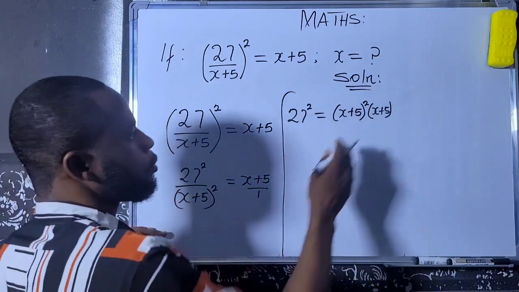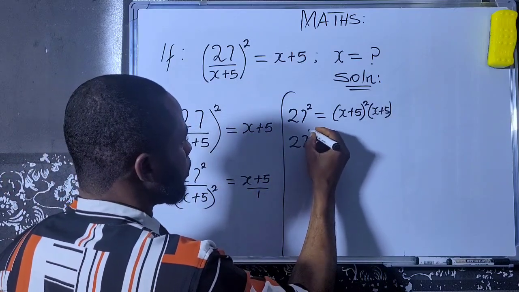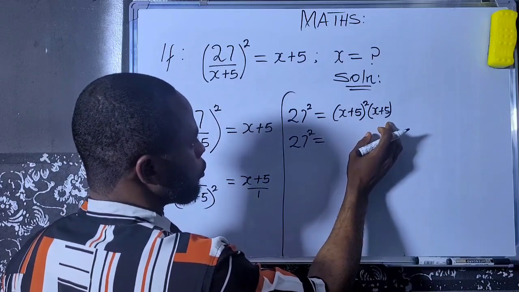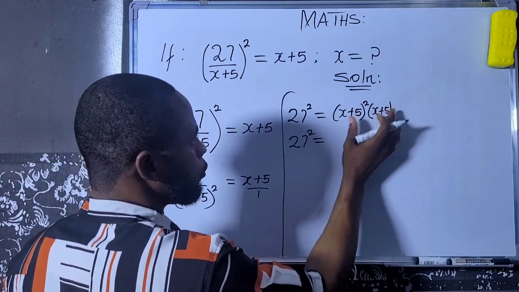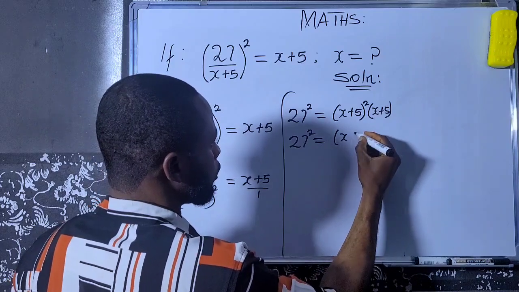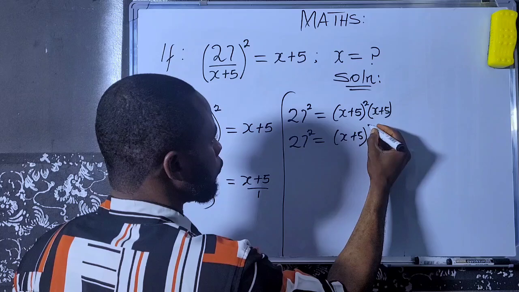Then we are going to simplify this further. We bring this down. 27 to the power of 2 equals, if you multiply this out, since the bases are the same, you can as well add the powers, and we have here (x plus 5), 2 plus 1, that gives us 3 here.